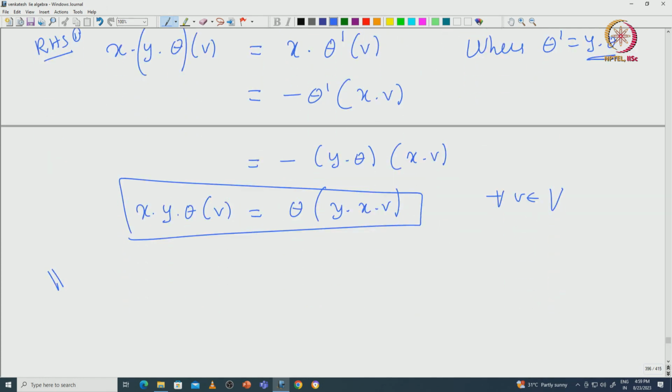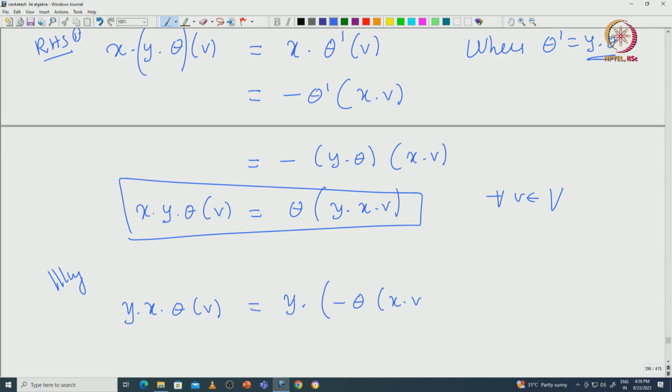Similarly, if you compute y dot x dot theta applied on v, then first you keep this y dot, and then you take that x dot inside.